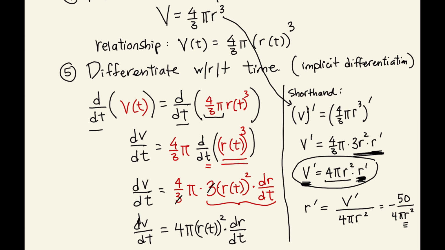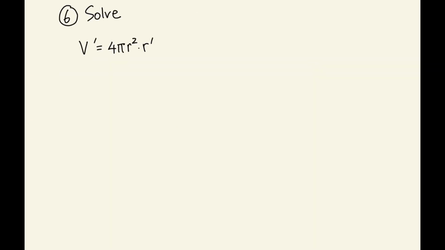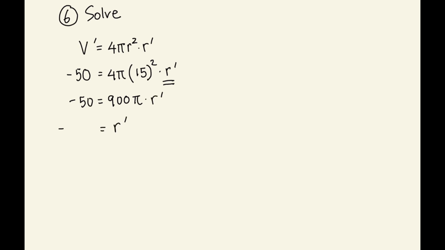Okay, so let's finish the problem. There are a couple of ways you could do it. In our case, we know that the rate of change of the volume is negative 50, and 4 and pi are just constants. If the diameter is 30 centimeters, the radius is 15 centimeters, so we actually know r. The only thing we don't know is the thing we're looking for. So this is definitely one way to proceed. Here we would have 900 pi times r prime. And so we get that r prime is negative 50 over 900 pi, which you can reduce.